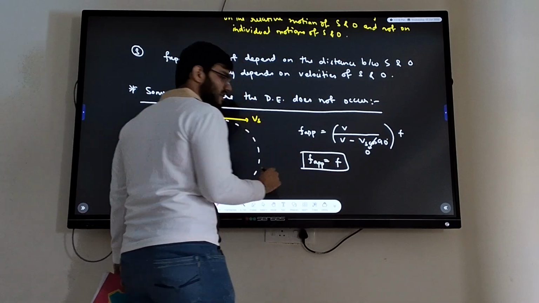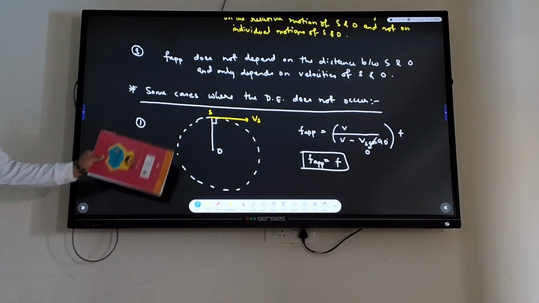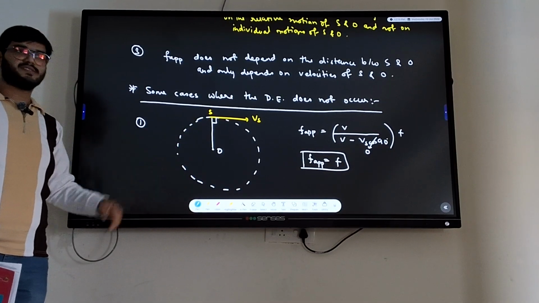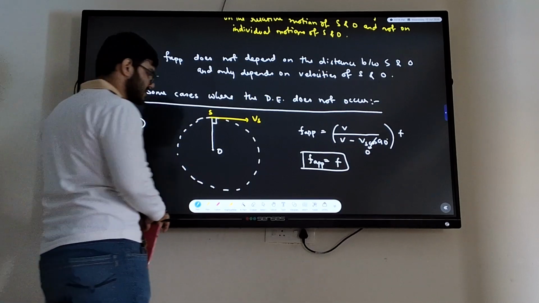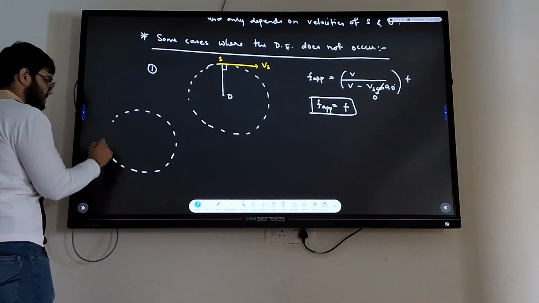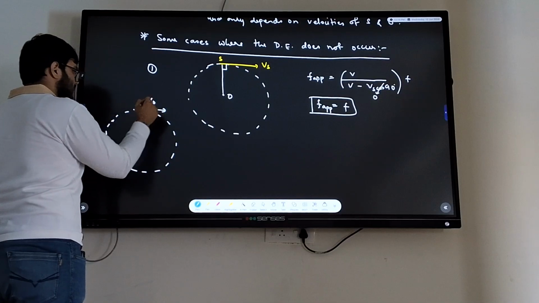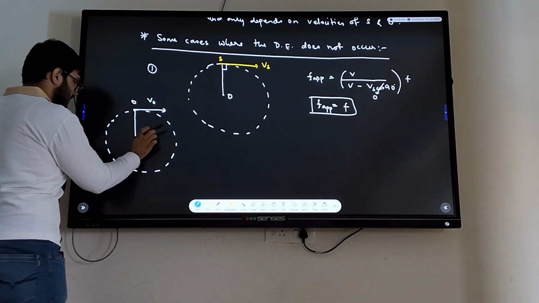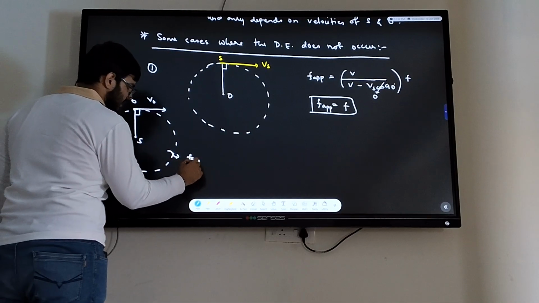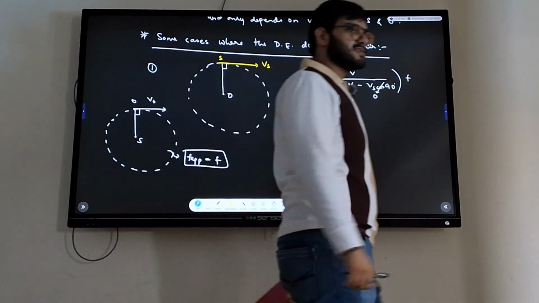So if the ambulance is running circles around you, you will not find Doppler effect because the velocity vector is making 90 degrees with it. And what if the roles are changed? You will find the same effect, right? So you can check it yourself. This is my circle. This is my source, and you are running circles around it. And here the source is at 90 degrees. You can find it here as well. F apparent is equal to F. Does it make sense to you?